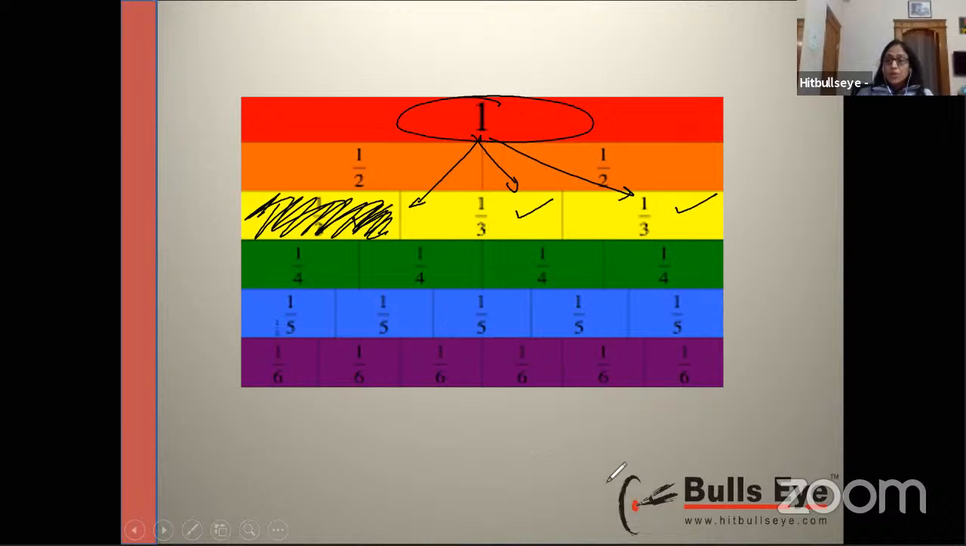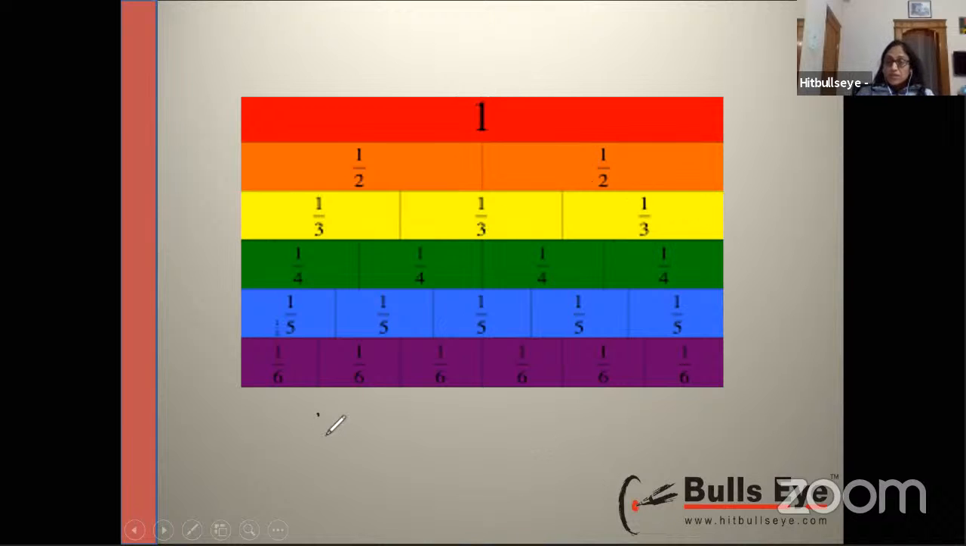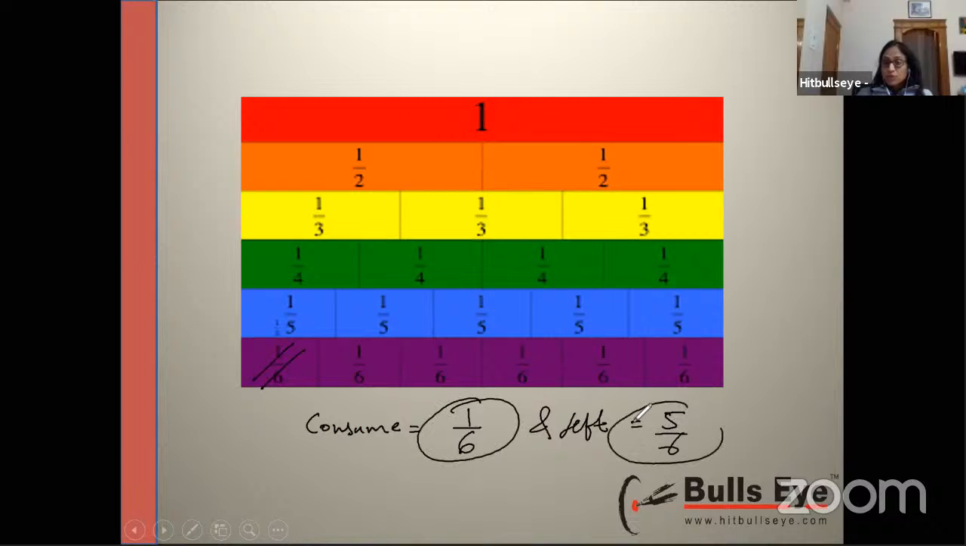Okay, so when you consume something, say 1 by 6, if I talk about how much will be leftover, the leftover will be 5 by 6. And I'm sure you will realize that the sum of what you are consuming and what is left over is always equal to 1.